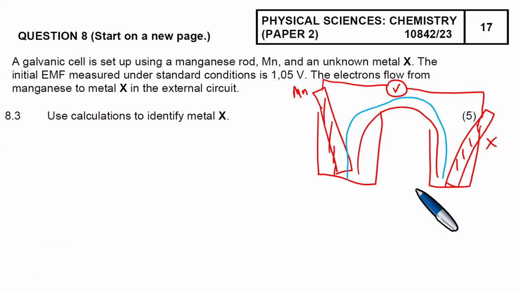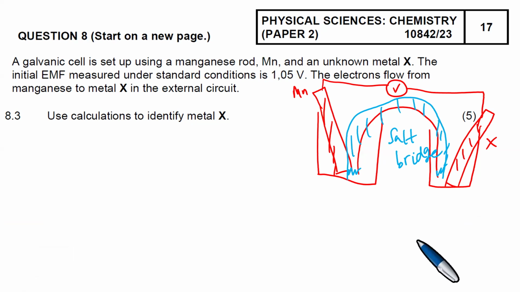Okay, do this. And then you put your cotton wool here, and this is your salt bridge. The salt bridge, you sort of complete the circuit. You complete the circuit. Use calculations to identify metal X.